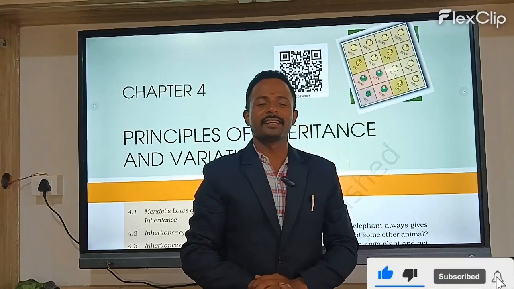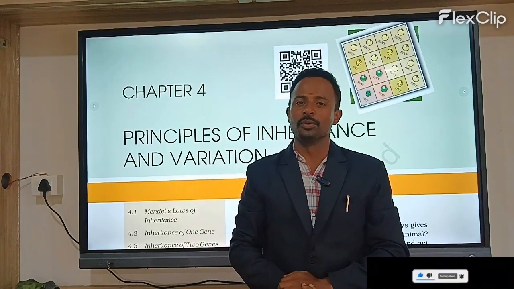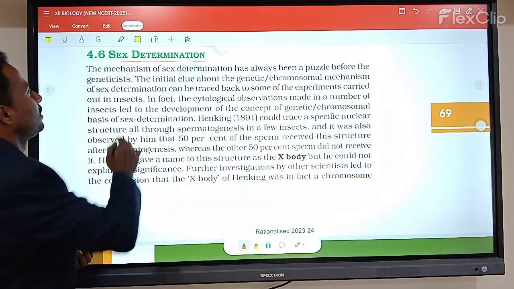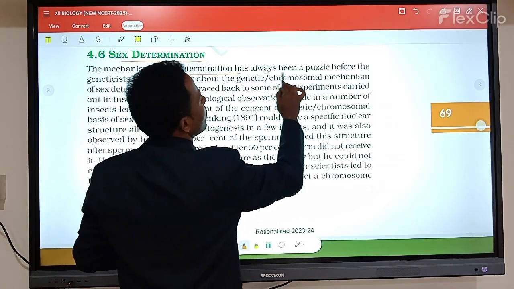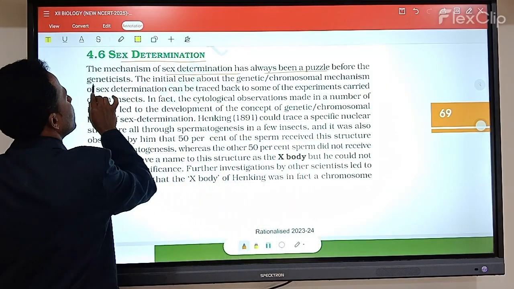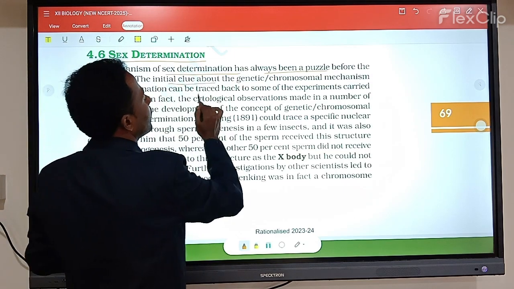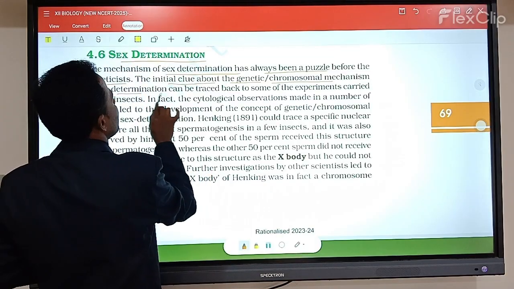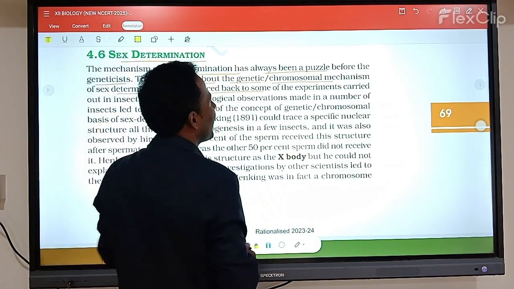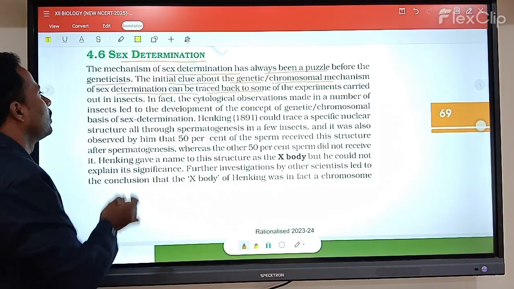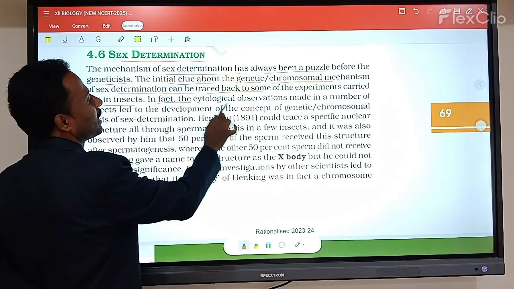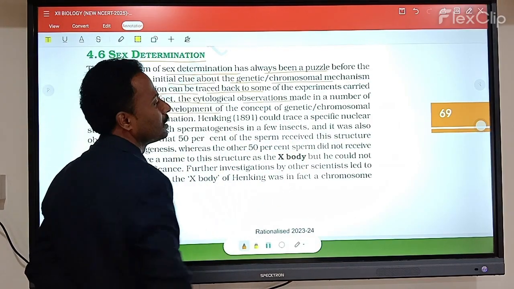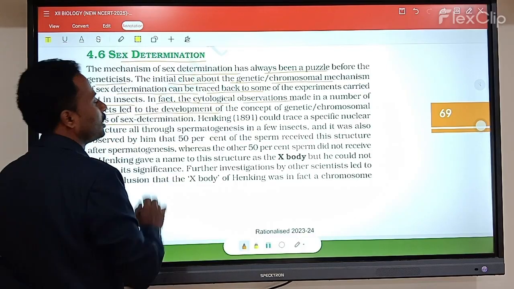For this session, we will discuss NCERT Class 12 Chapter 4, Principles of Inheritance and Variation. Sex determination. The mechanism of sex determination has always been a fascinating question in genetics. The initial clues about the genetic and chromosomal mechanism of sex determination can be traced back to some experiments carried out in insects. In fact, cytological observations made on a number of insects led to the development of the concept of the genetic and chromosomal basis of sex determination.